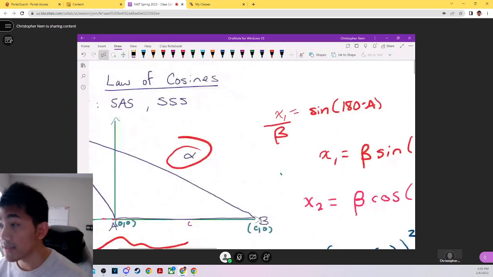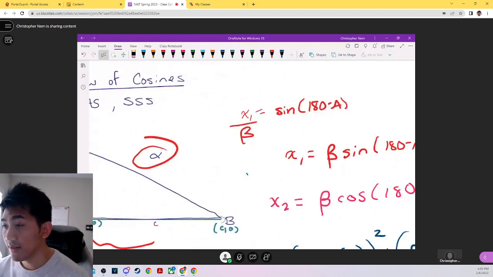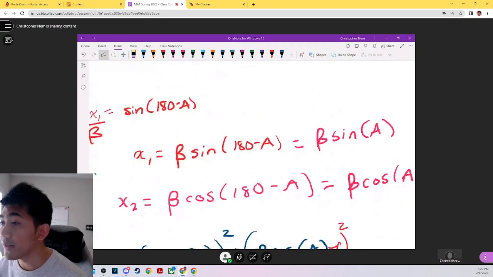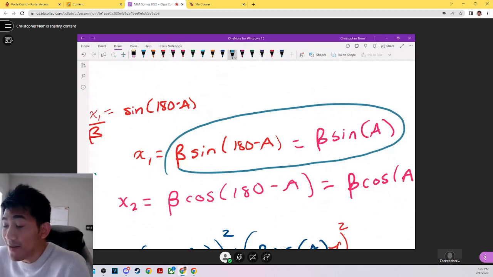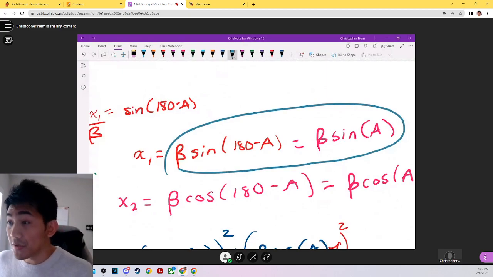Now, if you didn't notice yet, sine of 180 minus your angle measurement is the exact same thing as sine of the angle measurement itself. So what I mean by that is this is equivalent over here. If I multiply beta on both sides, these two are equivalent. Why are they equivalent? Because they have the same reference angle. The reference angle is the same, so they're going to have the same y value. It's like saying you have sine of 30 degrees versus sine of 150 degrees. If we're talking about sine, they will be the exact same.